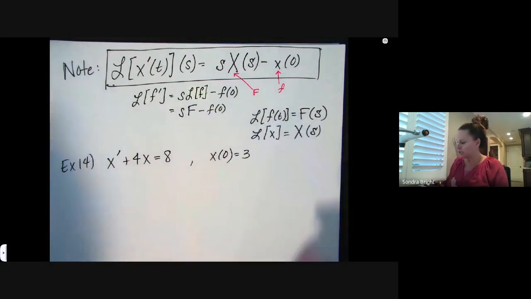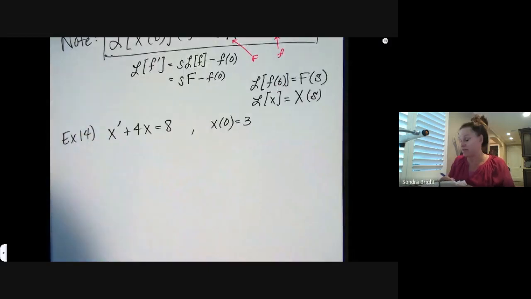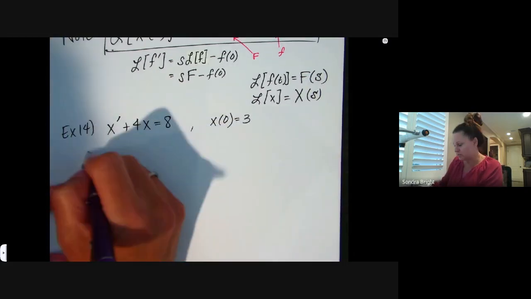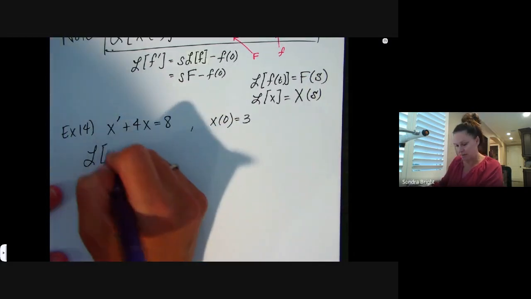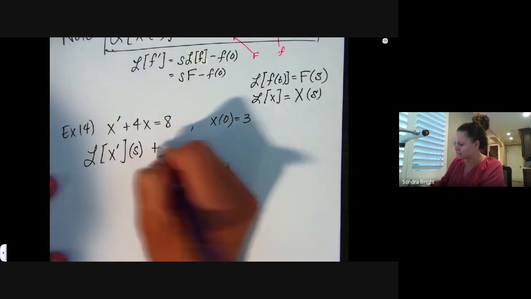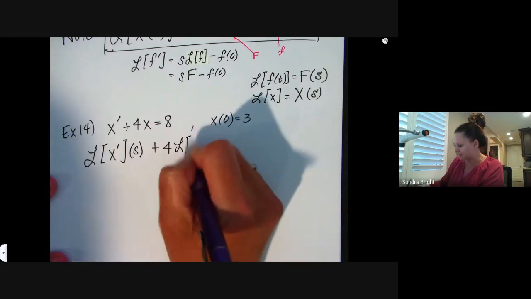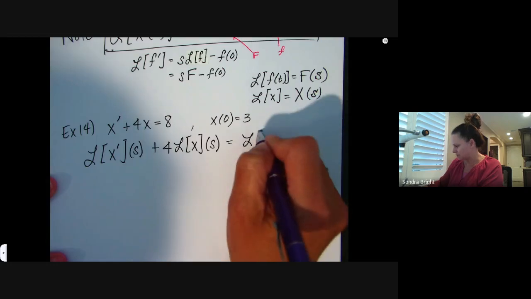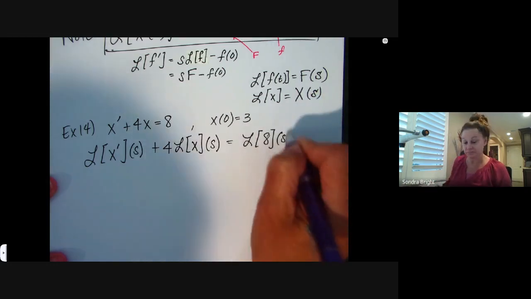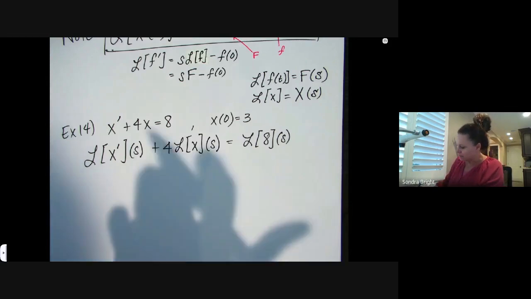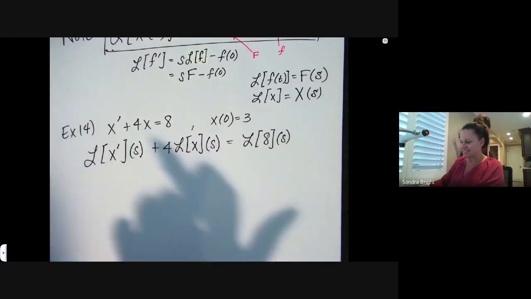Okay, so first thing you're going to do is take the Laplace transform of both sides of this equation. So you've got doing the Laplace, and it's a linear transformation, so we can do the Laplace transform on x prime of s plus 4 times the Laplace transform on x of s is equal to the Laplace transform on 8 of s. Took the Laplace transform of everything.